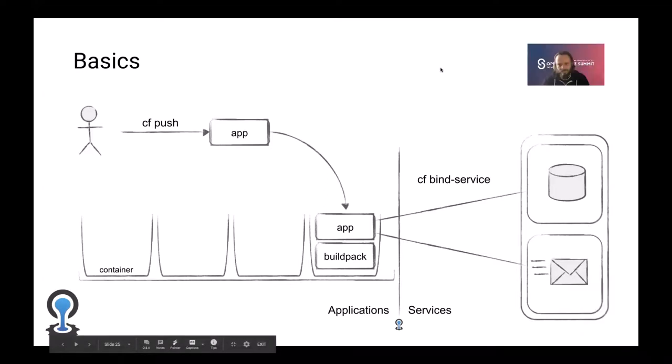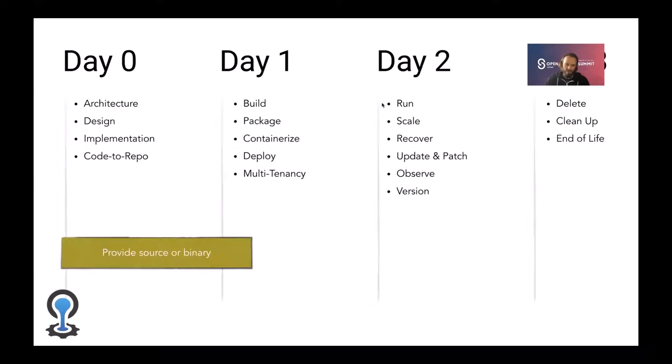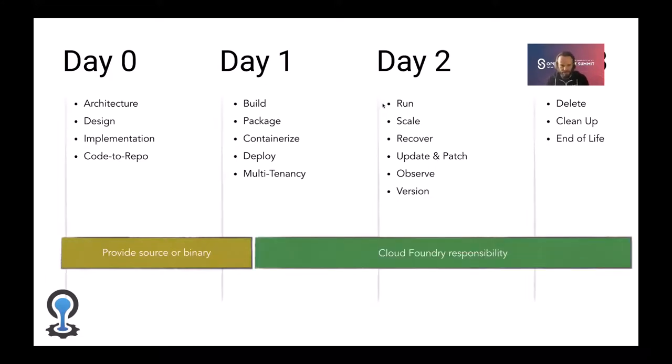Now, in the end, it will bring back a route to the end user. So similar to a service and/or an ingress in Kubernetes, this is done manually there, automatically here. All right, so the biggest difference you can see here is that the responsibility of the platform goes further to the left, because this one is really involved in build, packaging, and containerizing of the application. Whereas the part on the left can have a better focus on providing the source code of the application.